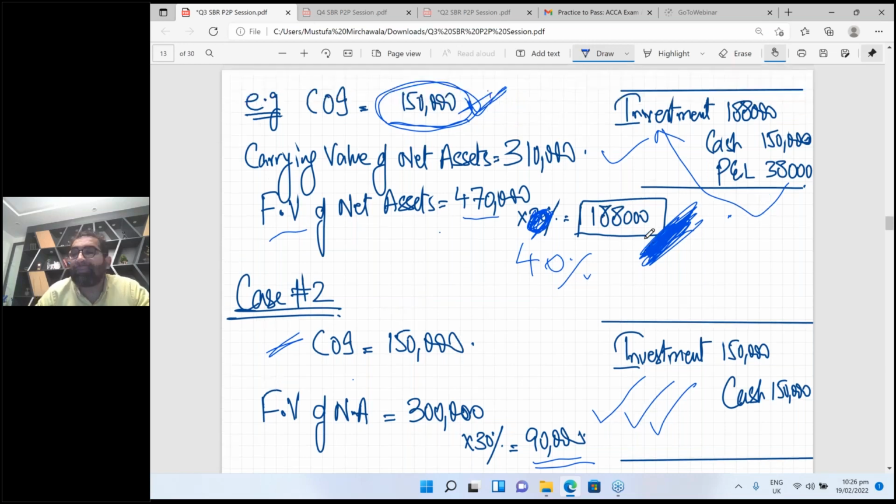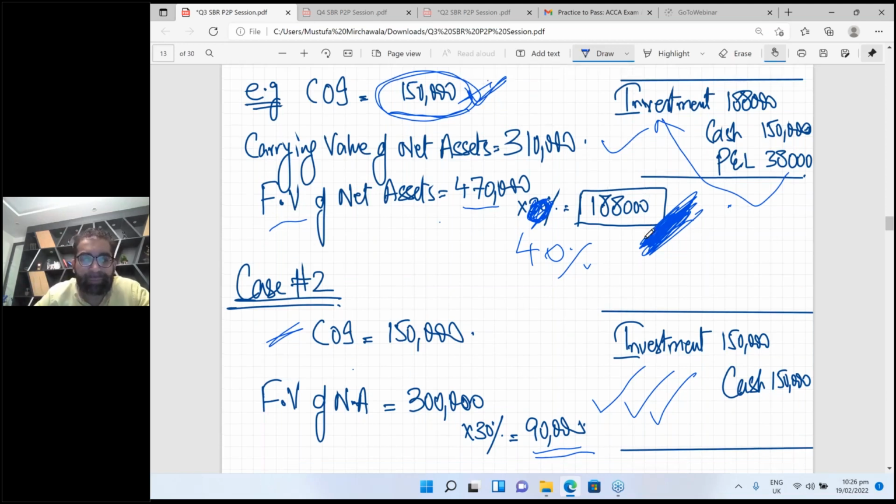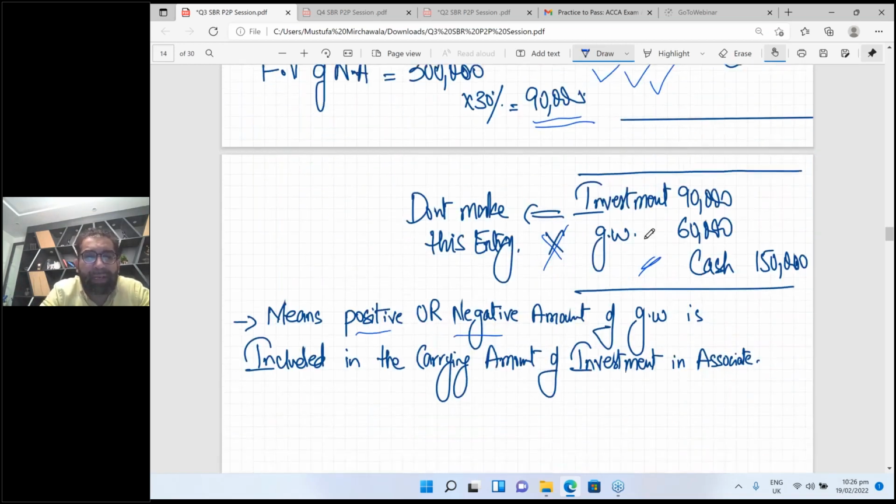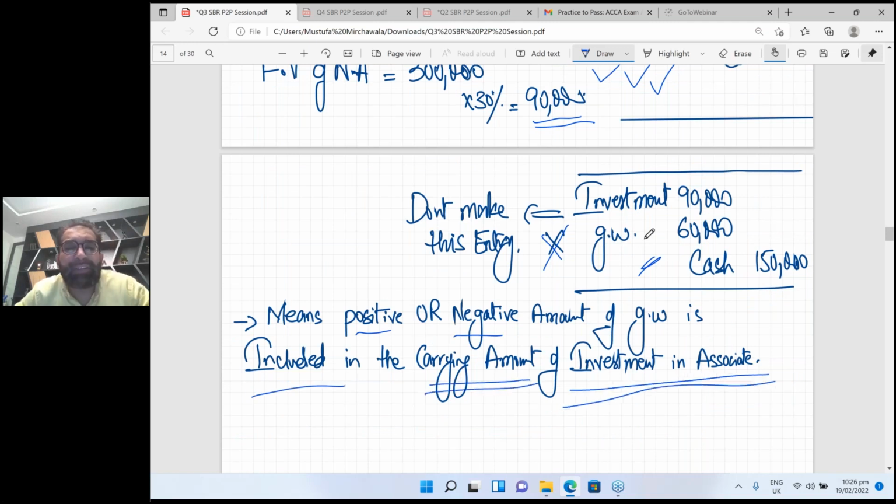I have written this line of IAS 28 as well. I'll show you. See this: positive or negative amount of goodwill is included in the carrying amount of investment in associate. These are the words of IAS 28.